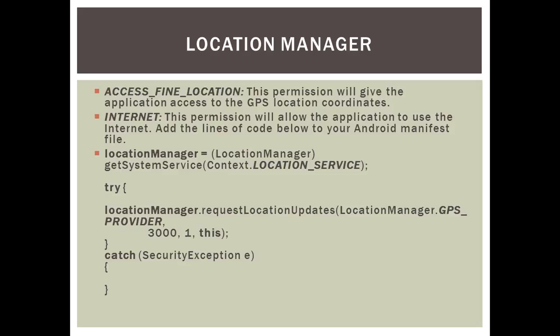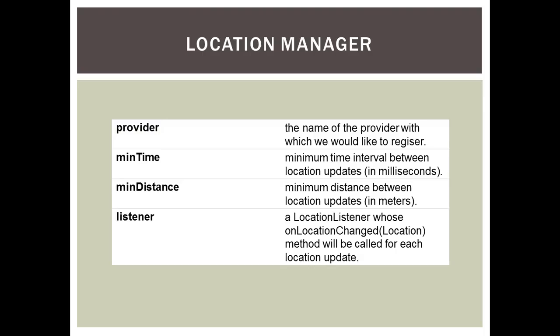Okay, the next is the LocationManager. What is LocationManager? getSystemService, Context.LOCATION_SERVICE. We have to wrap these things in a try block, and if there is a security exception, we handle it. Otherwise, here we have four parameters: the location GPS provider, the time, the distance, and which context we have to use. We provide the name of the provider with which we would like to register, the minimum time and distance by which the updates come to you, and the listener for that.